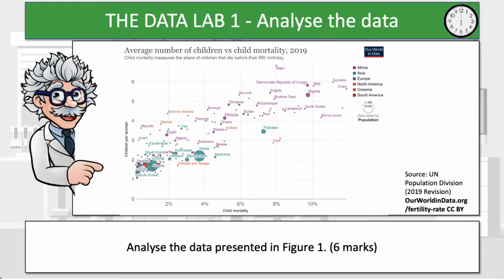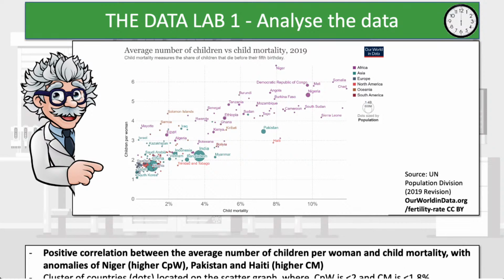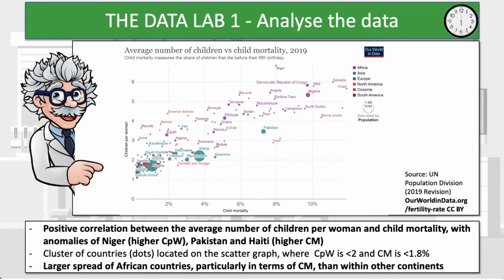Okay, so let's have a look at what we had for this, John. So I've said that we're thinking about the correlation. It would be really worth stating here on a basic level that we're looking at a positive correlation between these two variables with some anomalies, and some of you in the chat have spotted them. We've got Niger, Pakistan and Haiti. Pakistan and Haiti have got a higher child mortality than perhaps we'd expect.